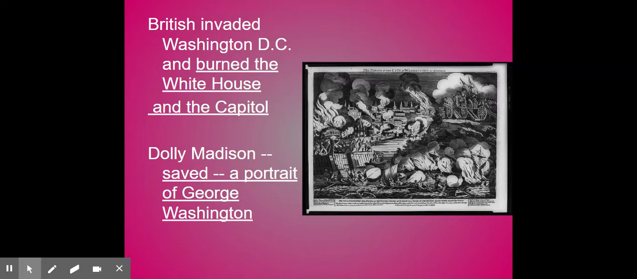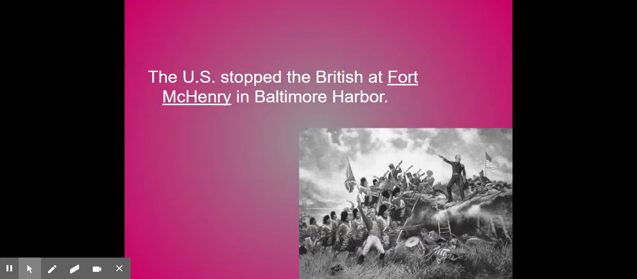We have a fort in Baltimore called Fort McHenry, and we are actually able to stop the British at Fort McHenry in Baltimore Harbor. And on one of the British ships is an American lawyer by the name of Francis Scott Key. And Francis Scott Key is watching this bombardment of Fort McHenry, and it's going on kind of day and night. And everybody knows the British have already sacked D.C., and they just don't think Fort McHenry is going to be able to hold out much longer.